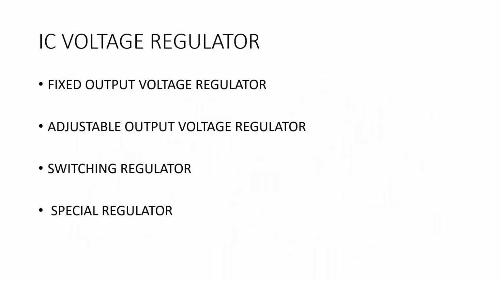Next, we have to study about IC voltage regulator. Regulation circuits in integrated circuit form are widely used. These are generally three-terminal devices that provide a positive or negative output or sometimes have variable voltage output. IC voltage regulators are thus classified as fixed output voltage regulator, adjustable output voltage regulator, switching regulator, and special regulator. You have to study these three types of voltage regulator here.